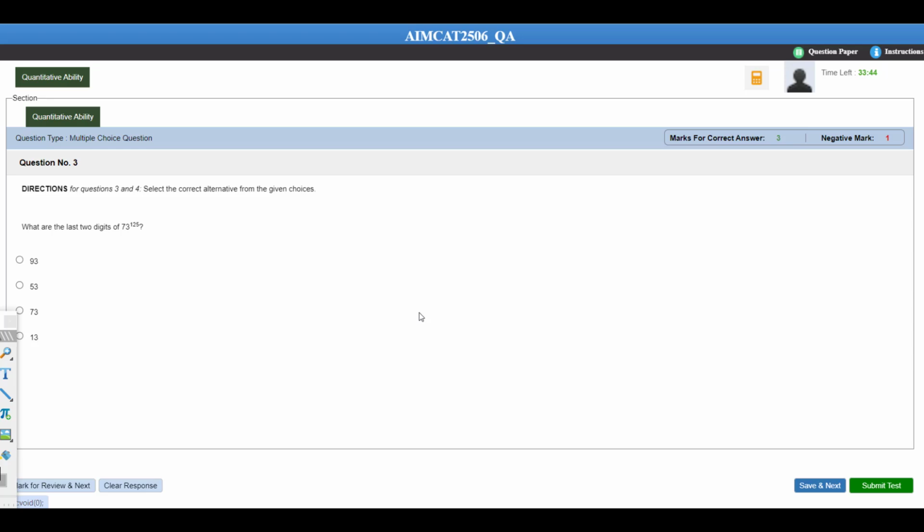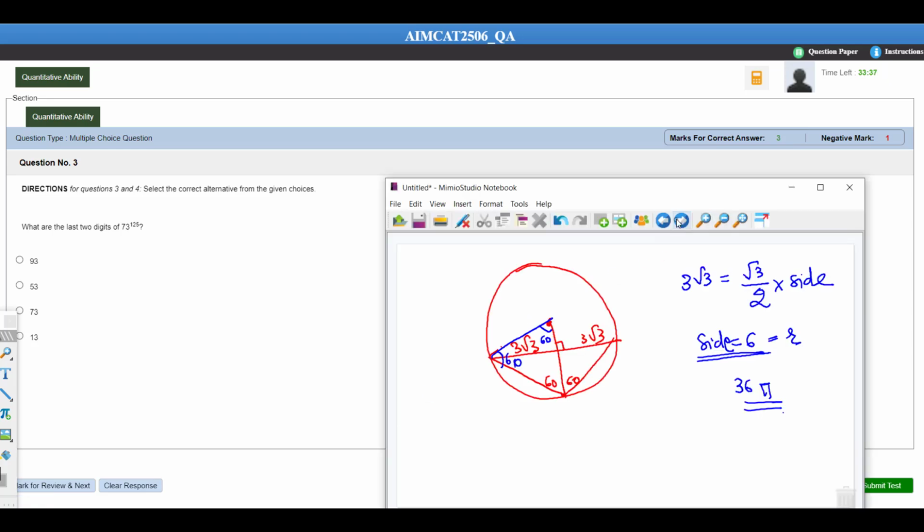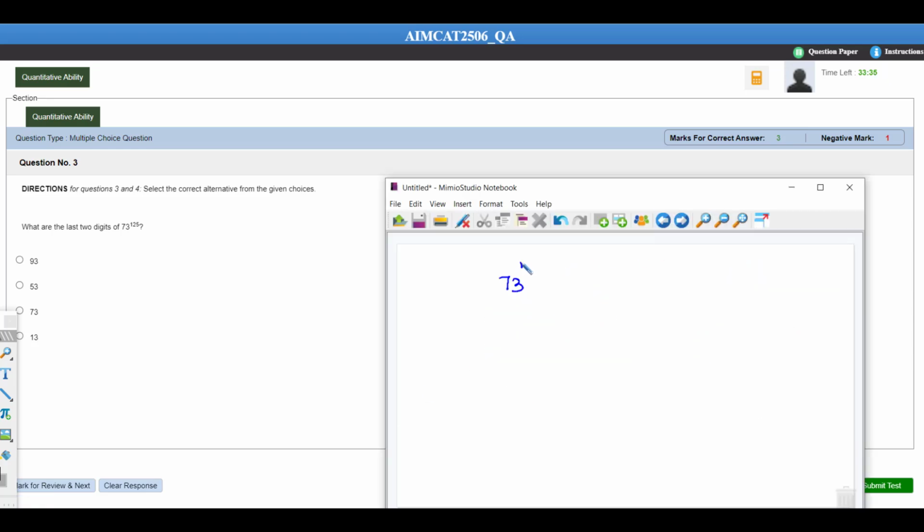After this, question number 3. What are the last two digits of 73 to the power 125? Over here the length of the cycle is 20, so you need to divide the power by 20. The remainder is 5. The last two digits are going to be the same as the last two digits of 73 to the power 5.